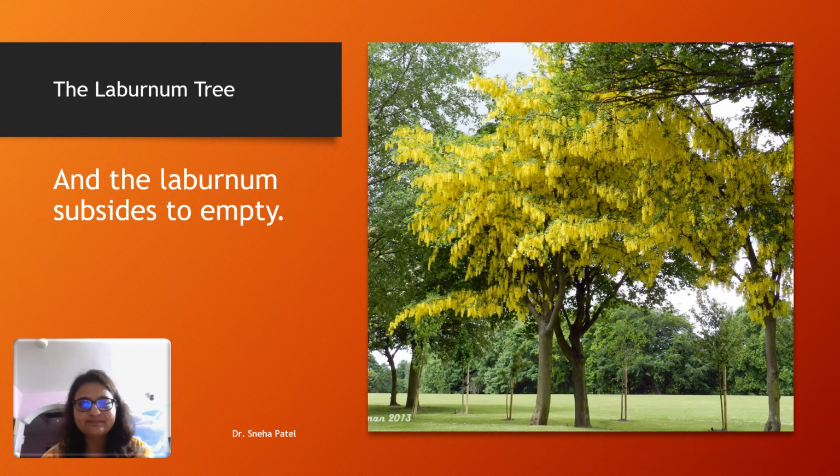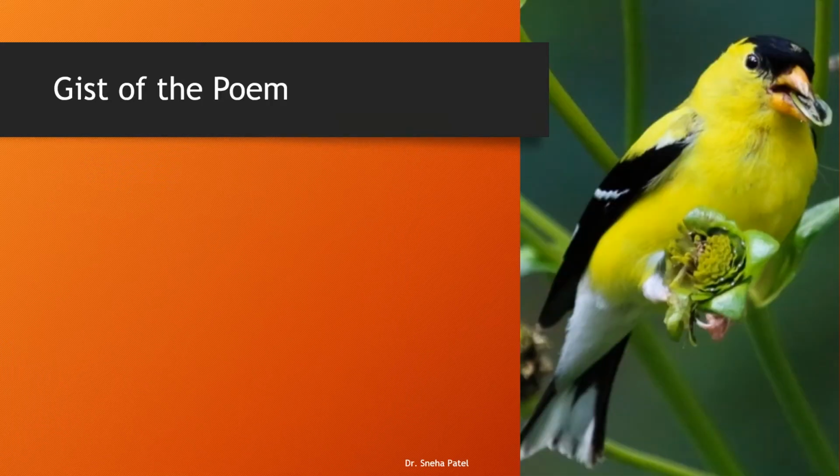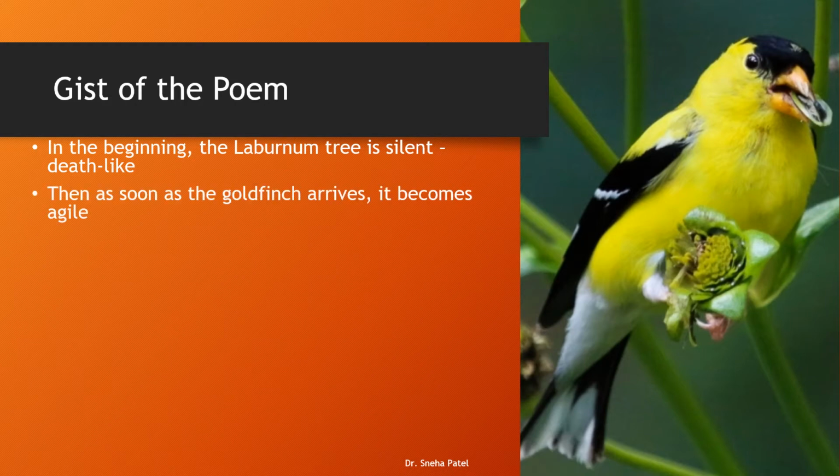Students, I hope this simple and beautiful poem is clear to you? For your better understanding, let us look at the gist of the poem. In the beginning, the laburnum tree is silent, death-like. There is no activity in the tree. It is motionless. But this situation changes when, as soon as the goldfinch enters, the tree becomes active, lively. It gets life.